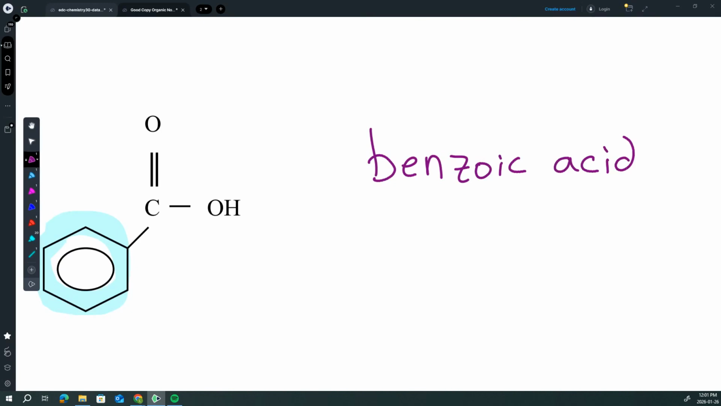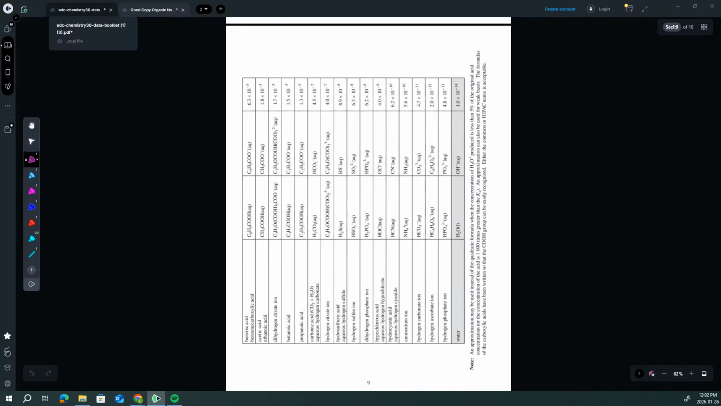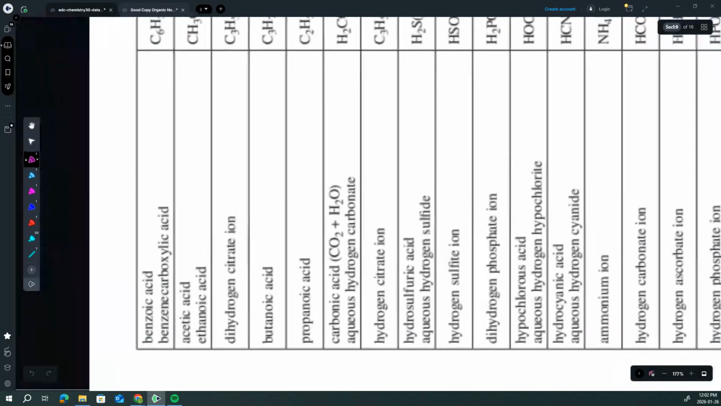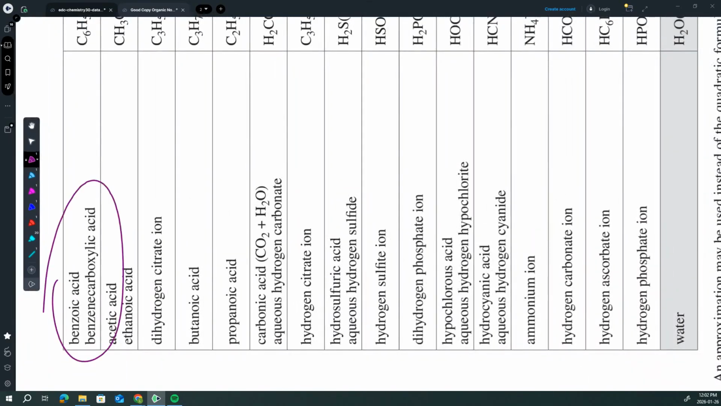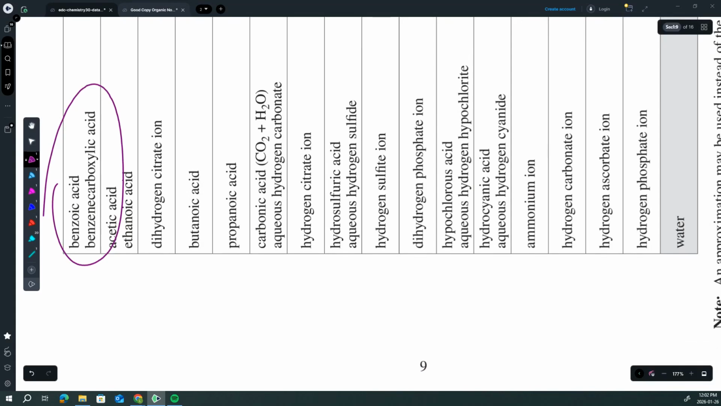Because we're not just dropping the last E and switching it to oic acid, this does mean that benzoic acid deviates a little bit from our rules. But the nice thing about this is that you can go to your Chem 30 data booklet and look up benzoic acid right here on page 9.